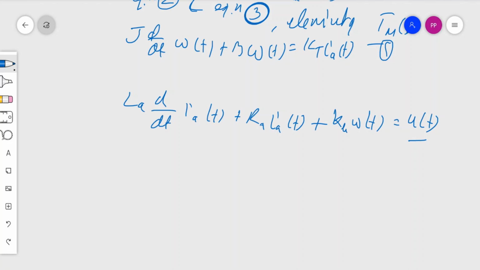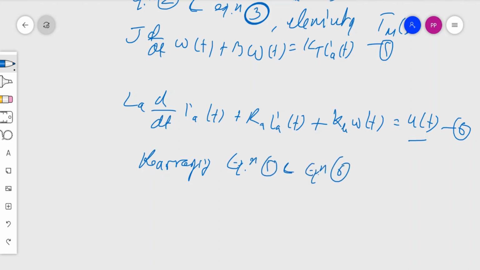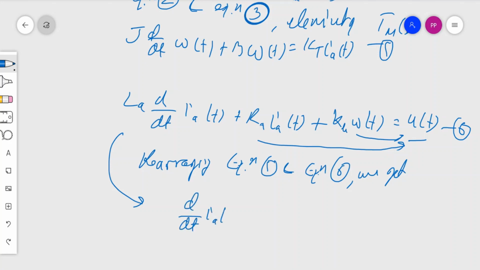So if I rearrange equation 5 and equation 6, rearranging equation 5 and equation 6, we get, from here, dividing both sides by La and taking these terms to the right hand side, d by dt of Ia(t) equals minus Ra by La Ia(t) minus Kb by La omega(t) plus 1 by La u(t).